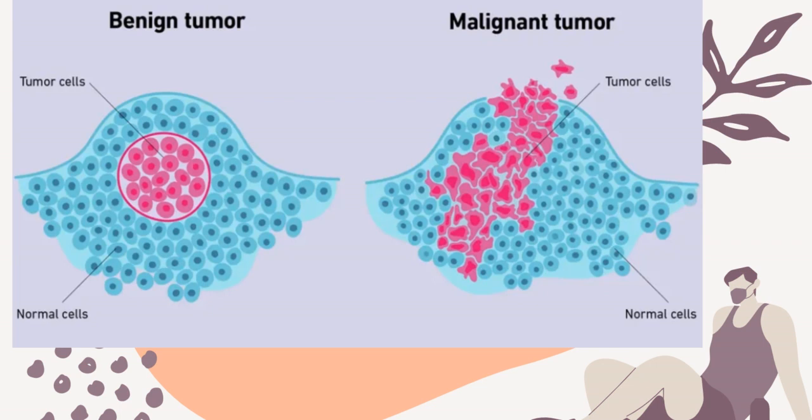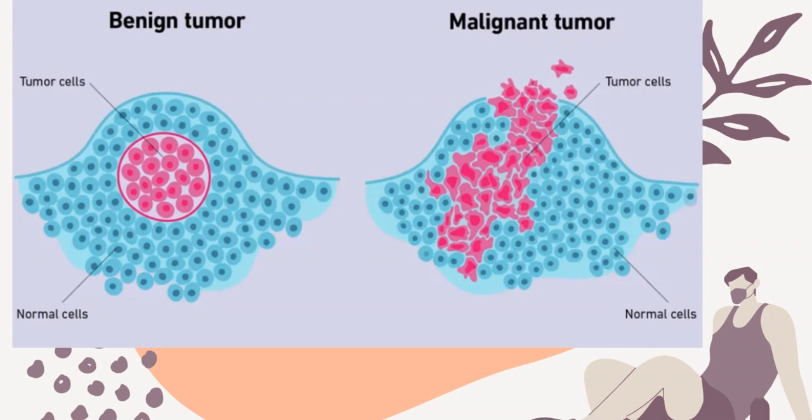As you all know, a normal cell undergoes regulated division, differentiation, and apoptosis. Apoptosis means programmed cell death. Now, when normal cells have lost the usual control over their division, differentiation, and apoptosis, they become tumor cells. We can group these tumor cells into two categories: one is called benign tumor and another is called malignant tumor. The diagram on the left hand side shows a benign tumor, and on the right hand side, we can see the malignant tumor. In this diagram, visually we can observe the difference.